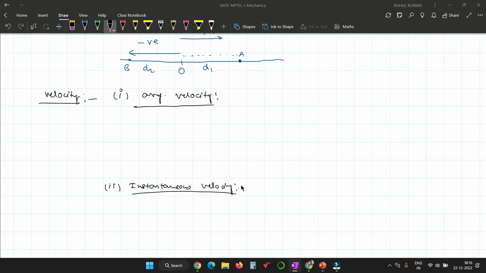Someone else? It's the total distance traveled divided by the total time taken. No. Average velocity is the average of velocity at every point of time. No. Actually, average velocity is defined like this: change in position divided by change in time, or you can say time interval.